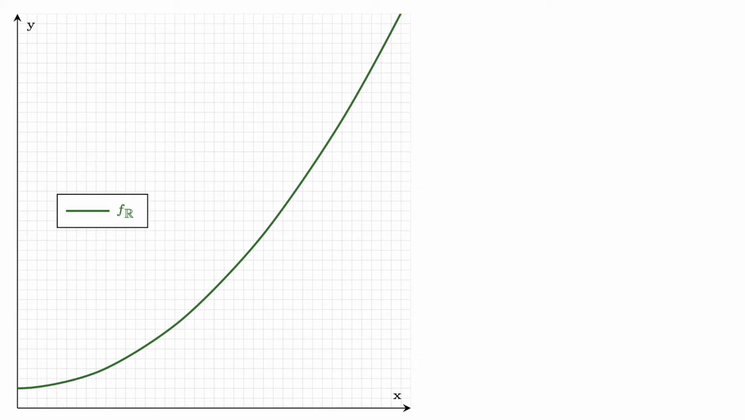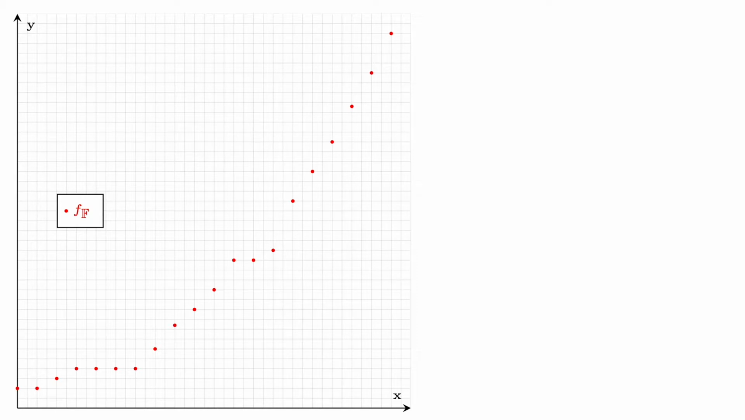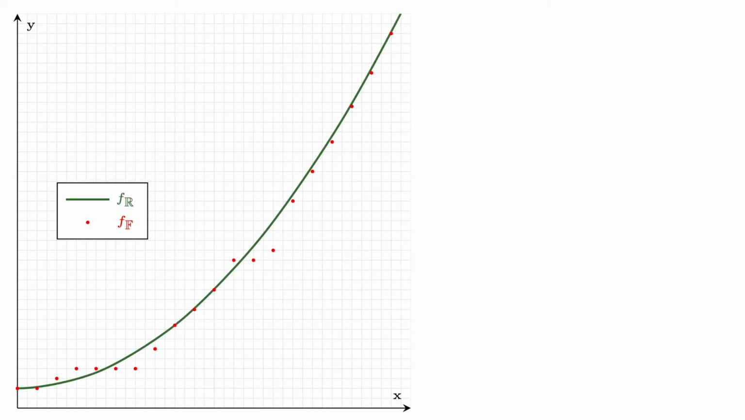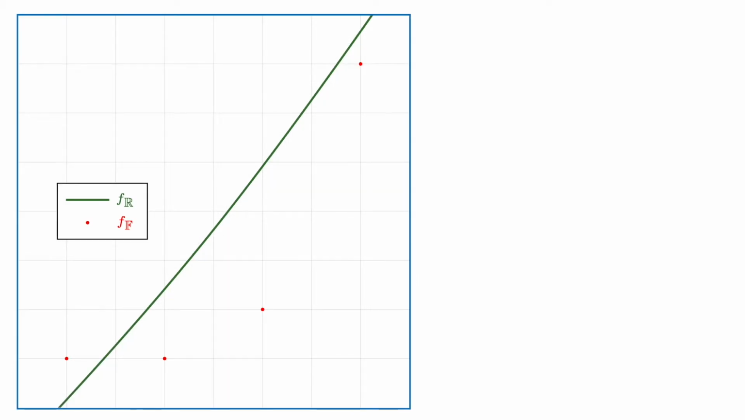Here, you have a function computed over real numbers. It is continuous and has an infinite number of values. Let's compute the same function over floating point numbers. What we get as a result is a discrete function represented by a finite set of points. Now, if we display both of them, we can see that they have the same shape. But there are some big differences between them too. So let's focus on the blue square here to highlight them.